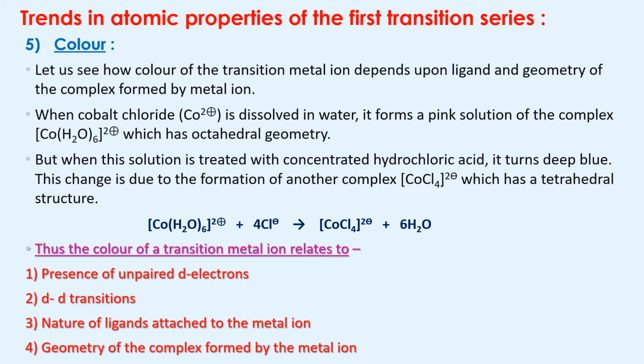So when you summarize for color, these are the factors which affect the color of transition metal ions. The first factor is the presence of an unpaired d electron. The second is the d-d transition. The third is the nature of the ligand attached to the metal ion. And the fourth is the geometry of the complex formed by the metal ion. The last two we saw by taking the example of cobalt chloride.